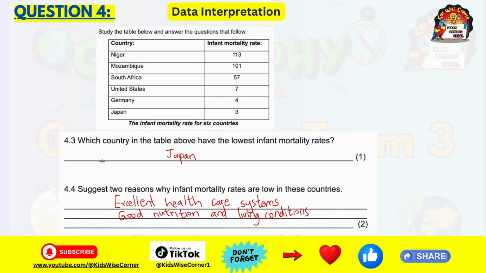For question 4.3, which says which country in the table above have the lowest infant mortality rates? It's also United States and Japan as well. But because it said the lowest was Japan with 3, so therefore we only wrote Japan.